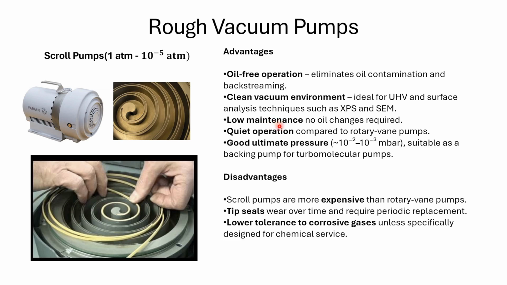Low maintenance, you don't have to change the oil like the other pump. They can sustain a good pressure. The main disadvantage is that they are very expensive. They are definitely more expensive than the Rotary-Vane pumps. You have to change the tip seal, but this is not a big issue. The main issue is that tip seals are not cheap, although changing the tip seals is really easy. Another issue, they are not very resistant to corrosive gases. If you are working with corrosive gases, you can damage your pump.